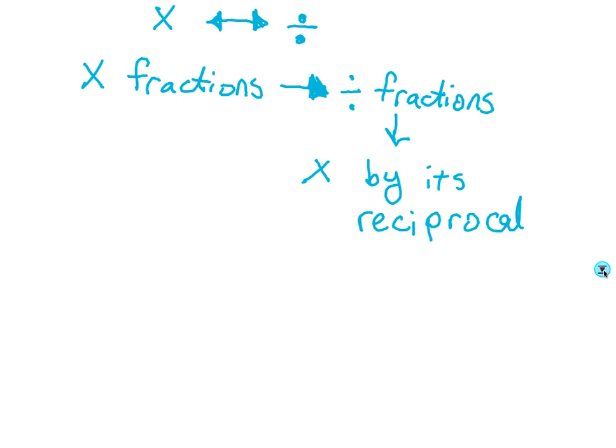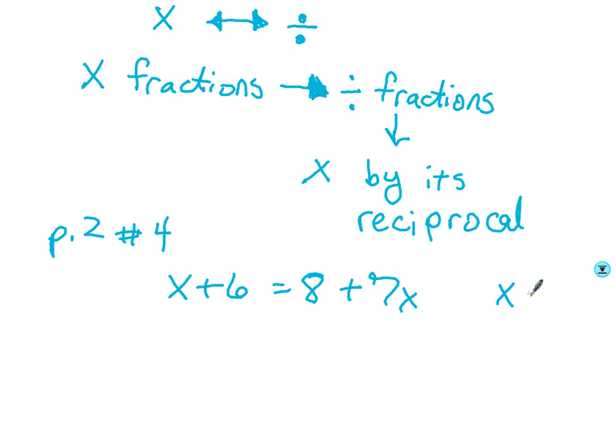Okay, let's look at page 2, number 4. Alright, the problem is x plus 6 equals 8 plus 7x. And they are asking us if x equals negative 1/3 is a solution. In order to determine if it is a solution, we are going to substitute negative 1/3 in for the variable x.